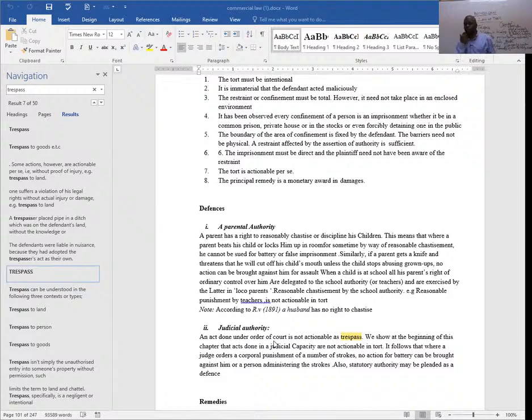If you are confined by your parent, he fully knows maybe you have not attained the age of majority, and therefore you cannot be allowed to walk out anyhow. So he might confine you to the house.